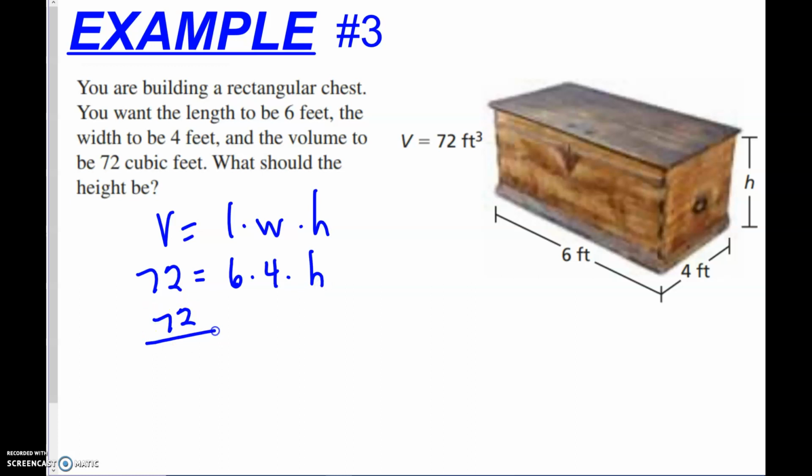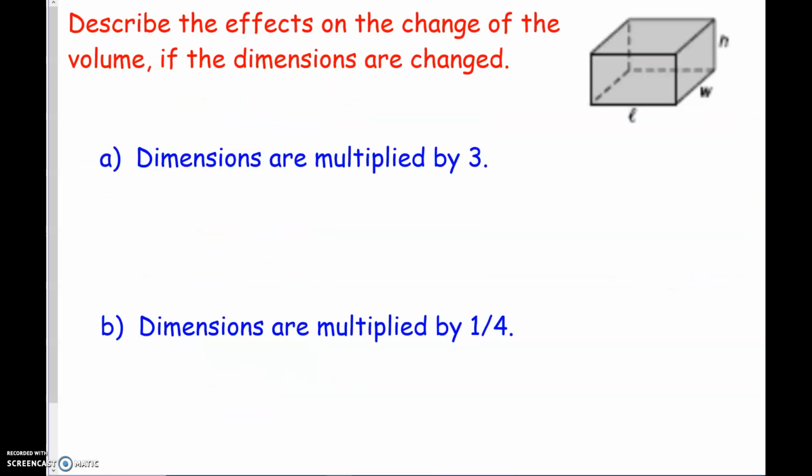So basically we're going to take 72 and divide by 24. So it looks like we are going to get 3 feet for the height. That's just using the formula backwards. And lastly, here's a situation that we have talked about numerous times.